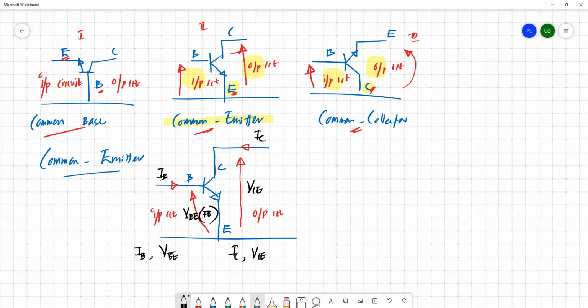Keep in mind, for the common emitter configuration, this is your input circuit. Base current and base emitter voltage basically characterize your input circuit. Similarly, collector current and the collector emitter voltage simply characterize the output circuit of the common emitter configuration. Okay, done.